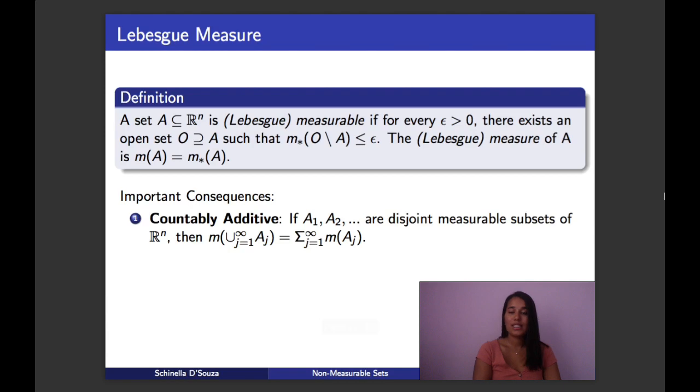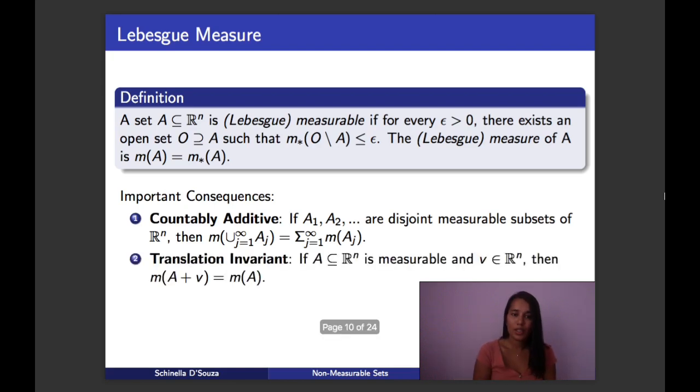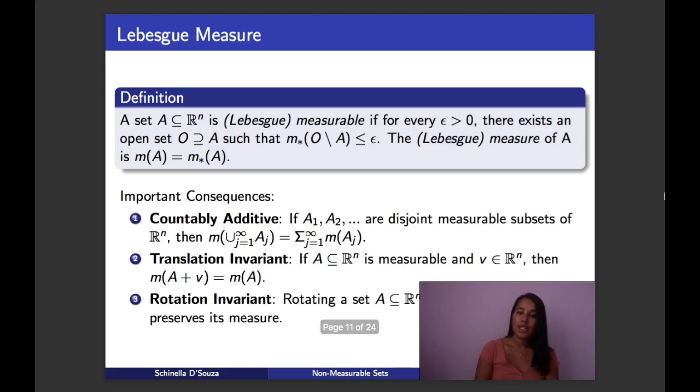The first consequence is that measure is countably additive. So for example, if we take a piece of paper and we cut it up into countably many pieces, the area of the paper is the same as if I sum up the area of the disjoint pieces of paper. The second consequence is translation invariance. So back to the piece of paper, if I move the paper over, that is if I translate it, the area better stay the same, and this is exactly what happens. Finally, we have rotation invariance, meaning that if I rotate my paper, the area remains the same. These 3 consequences are really properties of volume that we want to retain when we generalize to arbitrary sets.